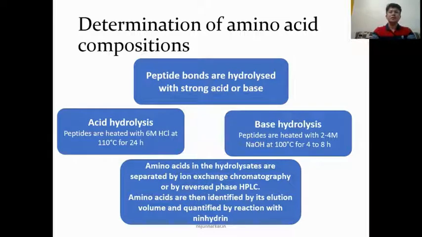Determination of amino acid compositions. For this, the peptides are hydrolyzed with strong acid or base. Acid hydrolysis is carried out with 6 molar HCl at 110 degrees Celsius for 24 hours, whereas base hydrolysis of the proteins is carried out by heating with 2 to 4 molar NaOH at 100 degrees Celsius for 4 to 8 hours. Amino acids in the hydrolyzed state are then separated by ion exchange chromatography or by reversed phase HPLC. Amino acids are then identified by their elution volume and quantified by reaction with ninhydrin.